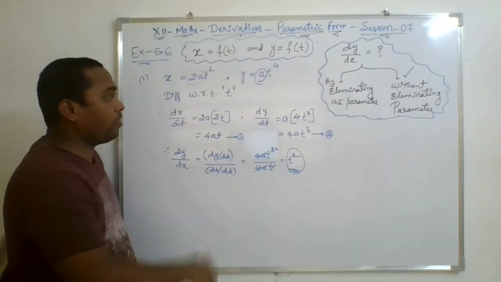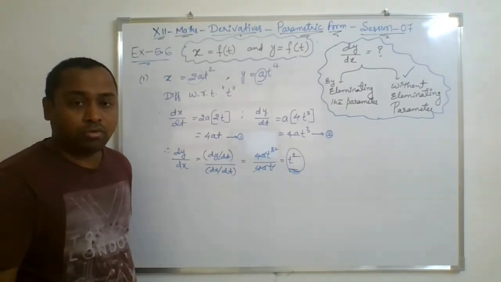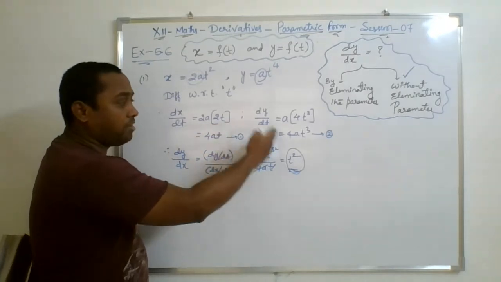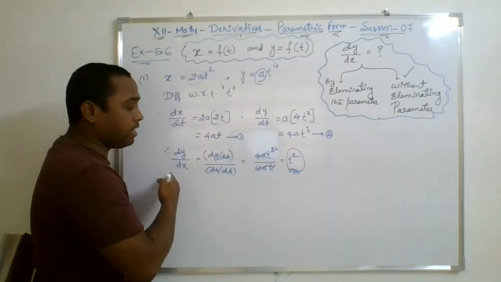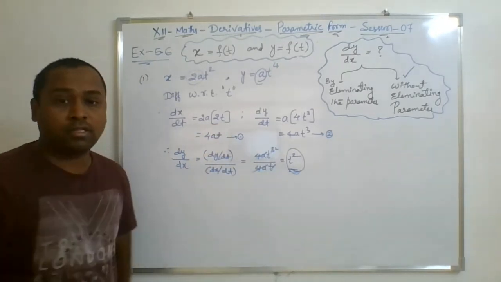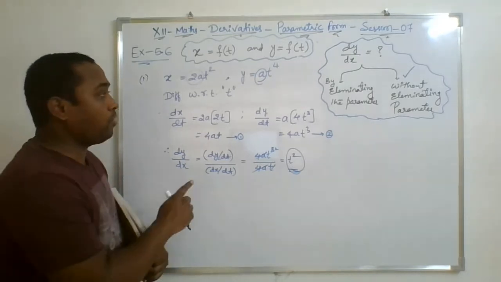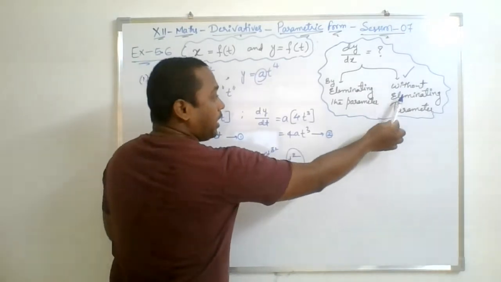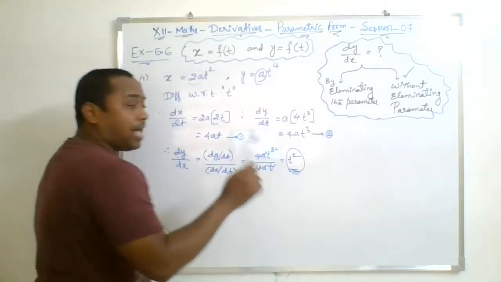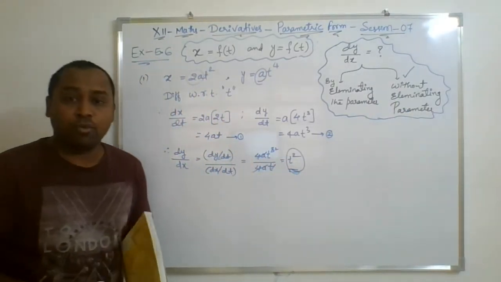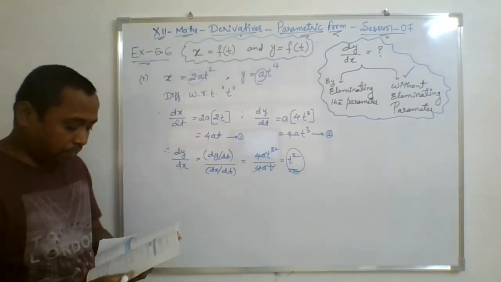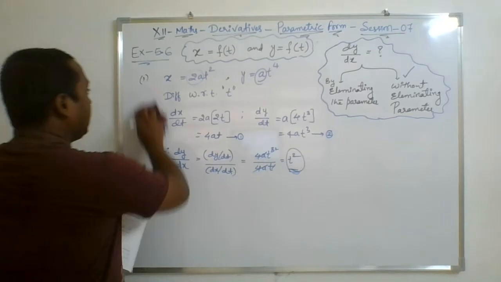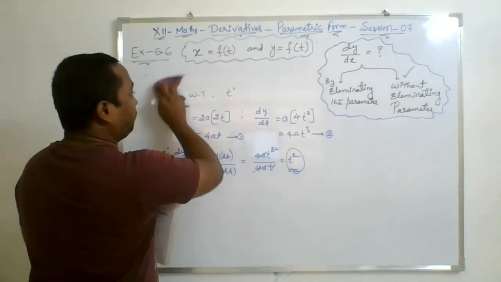So this is the way you need to solve the question. Separately find dx by dt and dy by dt, and then get dy by dx in this manner. This is the simplest manner. So which method are we using? Without eliminating the parameter, as it is mentioned in the textbook itself. Then I am taking the next one. Next question.